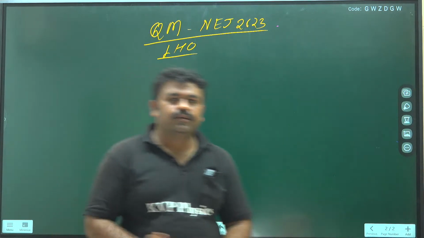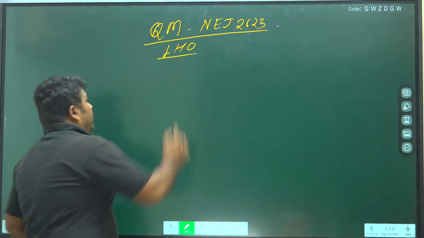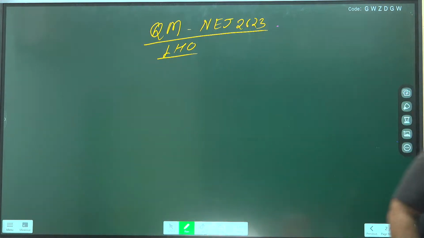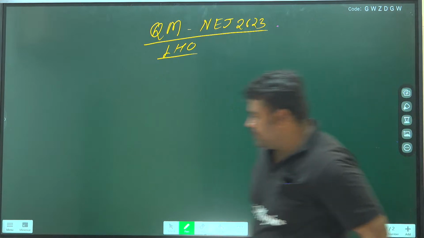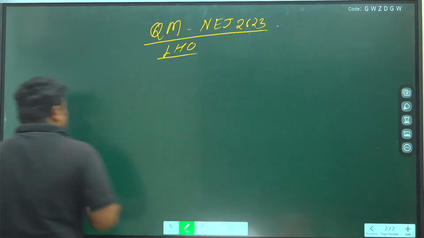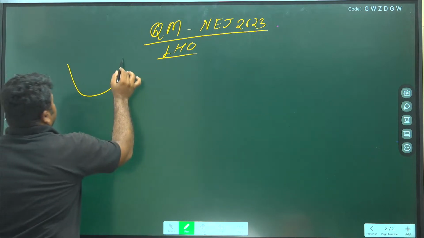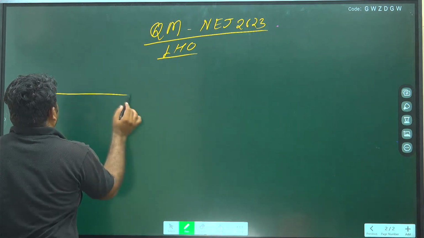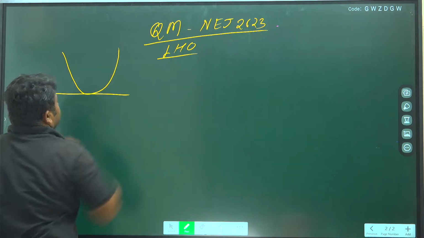Hello everyone. Today we are going to study the LHO, the linear harmonic oscillators. Okay, now suppose the system is like that. There's a particle present inside this oscillator. Now, what is the nature of this potential?